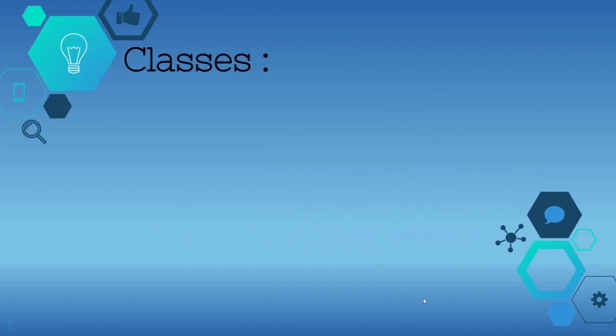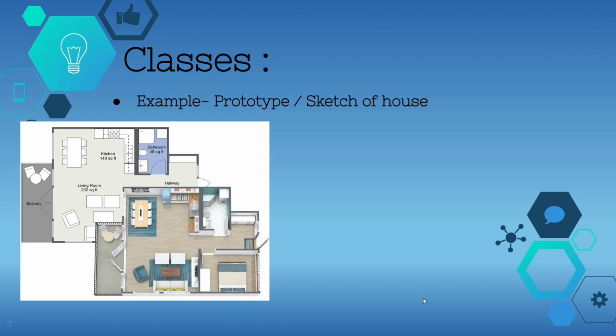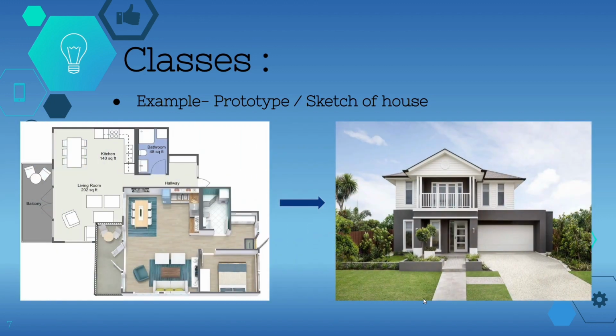Our next topic is classes. Let's start with an example. We can think of a sketch or prototype of a house. It contains all the details about the floors, windows, etc. And based on this description, the builder builds the house.